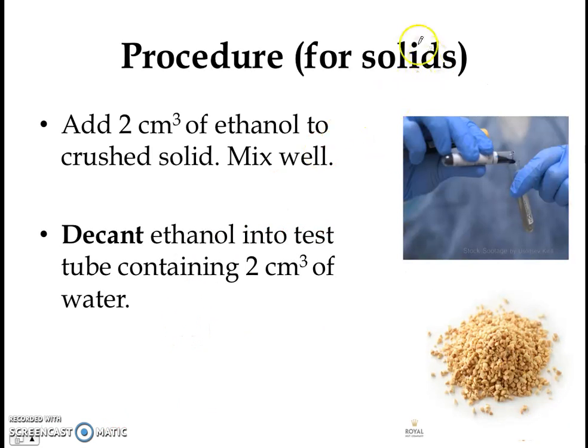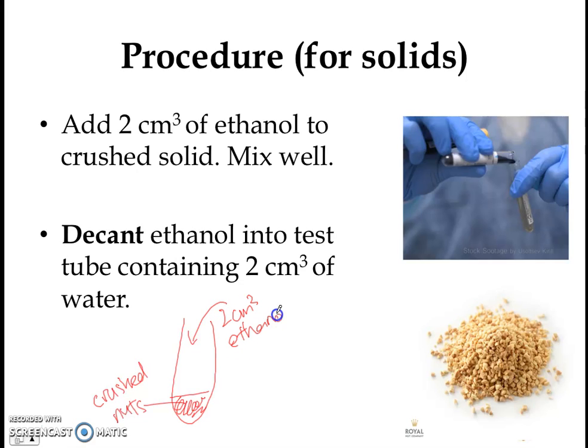If the test substance is a solid, what you need to do is first add ethanol to the crushed solid. So this is some crushed solid, maybe crushed nuts. Okay, add 2 cm³ of ethanol, right, and mix it well. Then next, you need to decant. Right, decant means that you got the solid crushed peanuts here, and you will empty out all the ethanol into another test tube containing 2 cm³ of water.